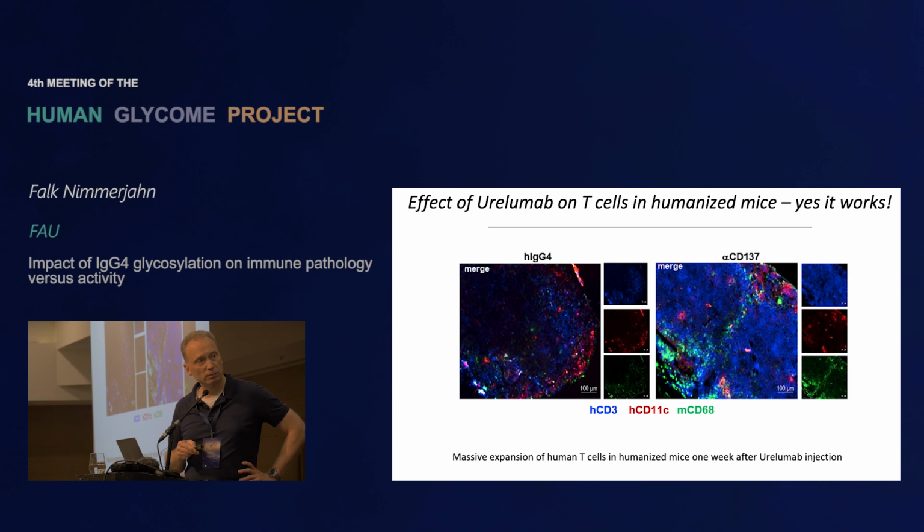If you give this antibody, you wait 1 week, the lymph nodes are just exploding. So you get a massive expansion of human T cells in the lymph nodes. You also get the mouse CD68, so the myeloid cells are there. So the whole structure is filled with T cells. Human dendritic cells are also present in these kinds of lymph nodes. So this antibody really does what it's supposed to do, also with respect to the timing in these humanized mice.